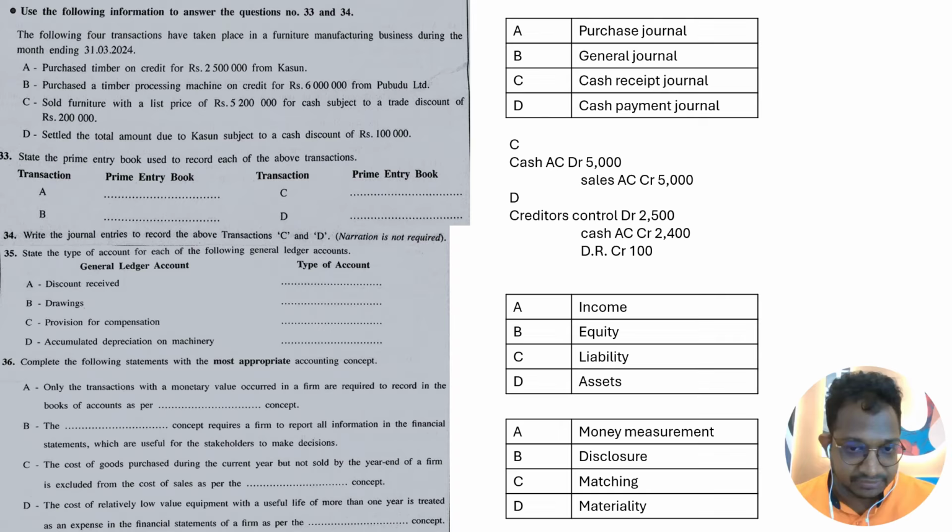36. Complete the following statement with the most appropriate accounting concept. Only the transaction with a monetary value, that is the money measurement concept, requires a firm to report all information, disclosure concept. Cost of goods purchased during the current year but not yet sold, by the matching concept. And the cost of relatively low value equipment with a useful life you consider as an expense instead of recording as an asset. So the concept that affects that is the materiality concept.